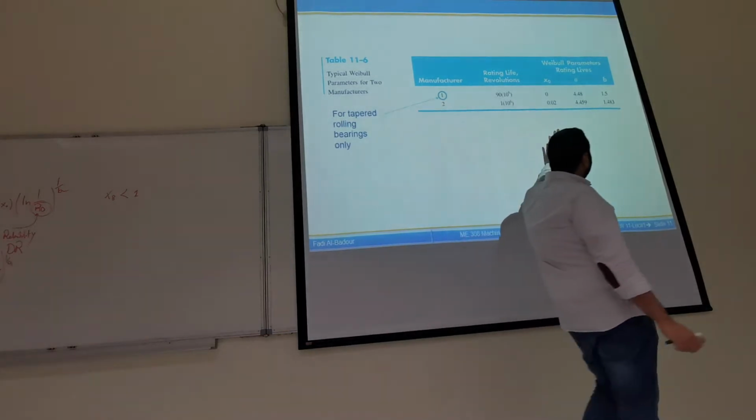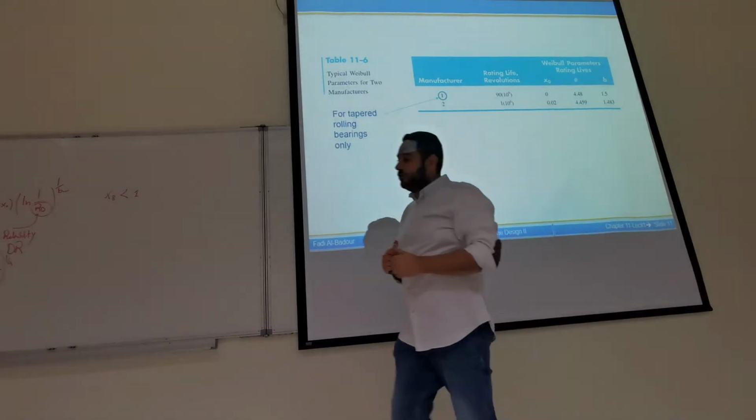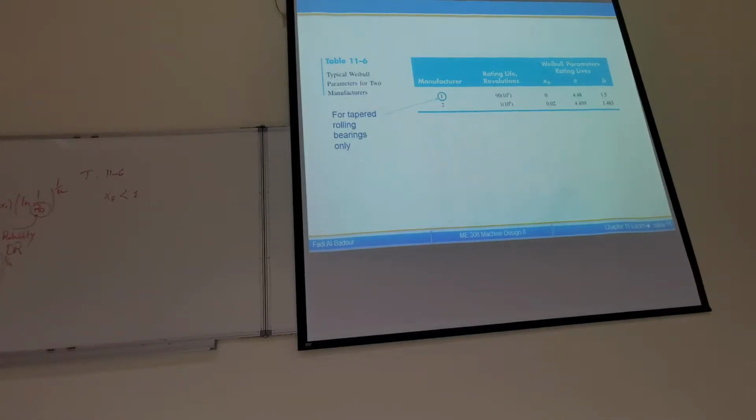These are the values of x naught, theta, and b used to calculate the correction factor for reliability. So whenever we look at reliability, you have to visit Table 11-6, and make sure what type of bearing you are using. Are you using a ball bearing or a tapered roller bearing? So you pick the parameters correctly. Any questions so far on the reliability part?